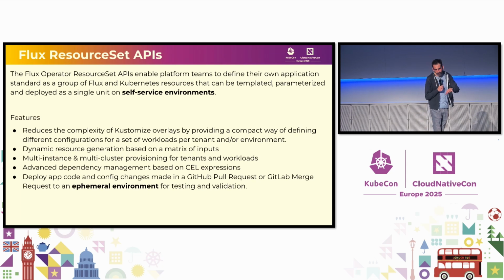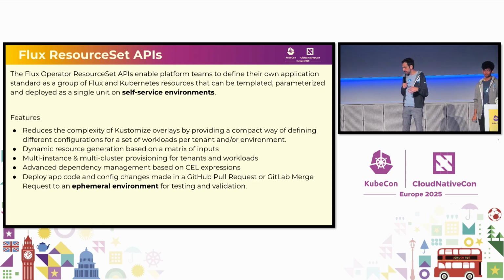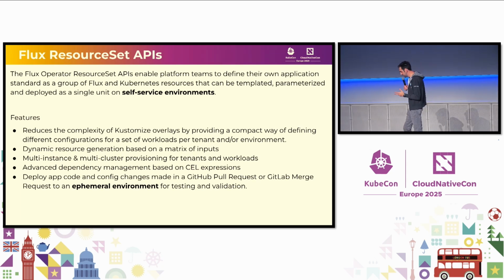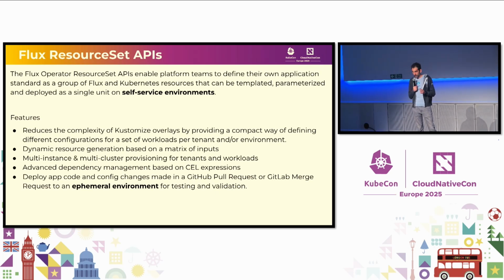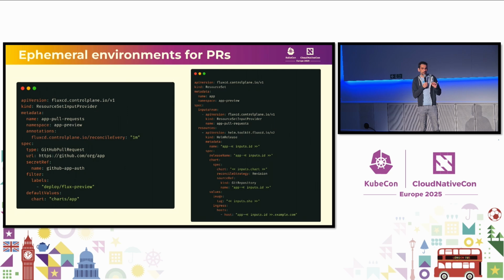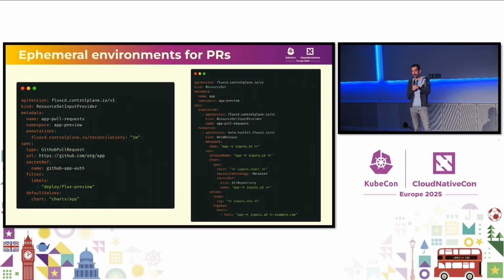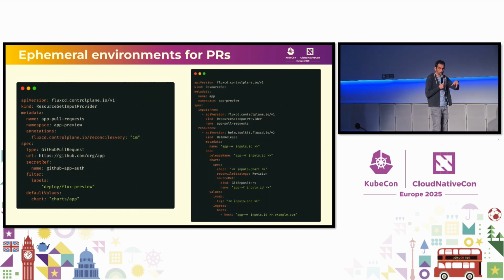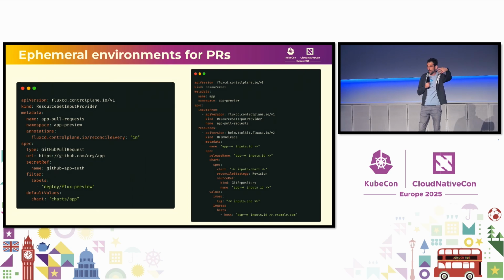And the goal of the ResourceSet API is to give you this self-service environments feature where, yeah, self-service can mean many things to many people. And in the spirit of Flux, we didn't want the ResourceSet API to be highly opinionated. So we don't impose on you the idea of what an ephemeral environment means for you. In this case, an ephemeral environment means you create a new Helm release in an existing namespace every time someone opens a pull request, add a label.